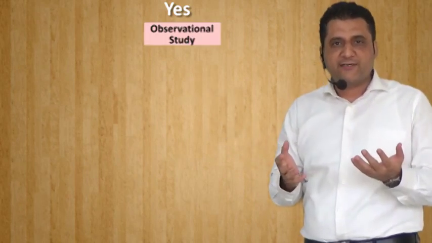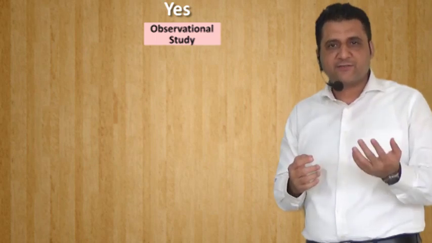So the first question a researcher can ask himself or herself is that being a researcher, are you observing the phenomena which is occurring in the study, or are you intervening in the situation? So if the answer is yes to that, if you're just observing it, this is an observational study design.